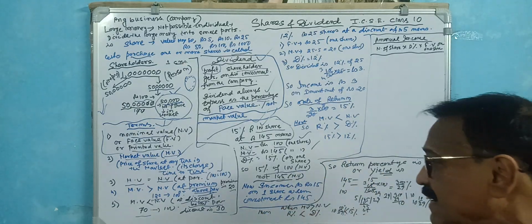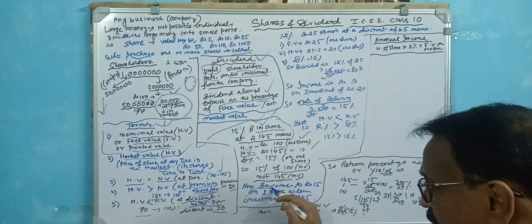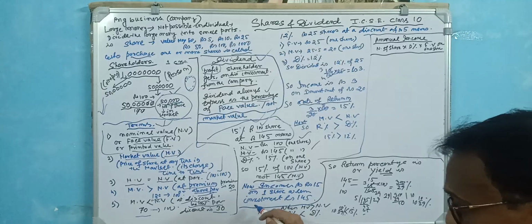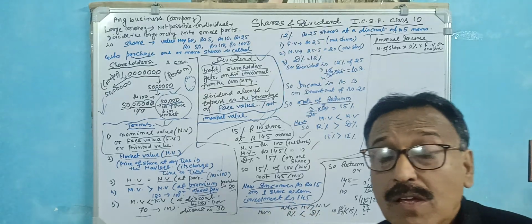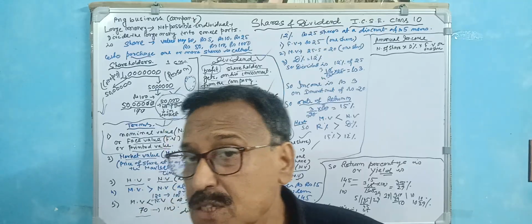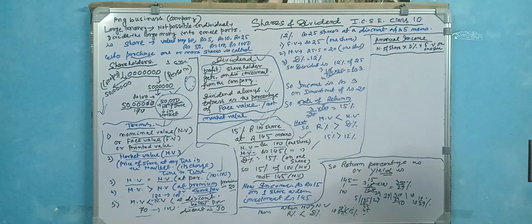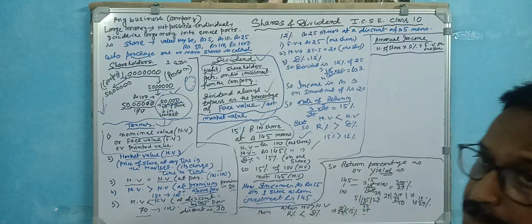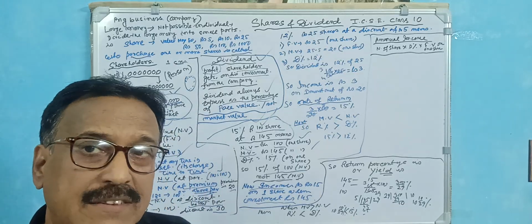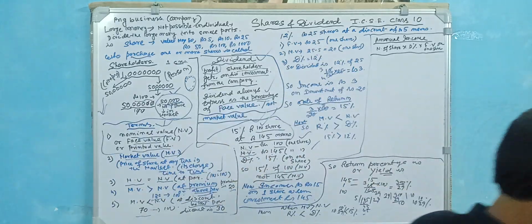Now what is the income? It means 15%, rupees 15 on one share on his investment. Rupees 15 is the dividend, so this is the income, but your investment is 145. This is the income, but one other thing is the return. What do you mean by the return?